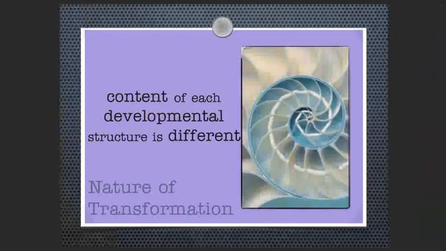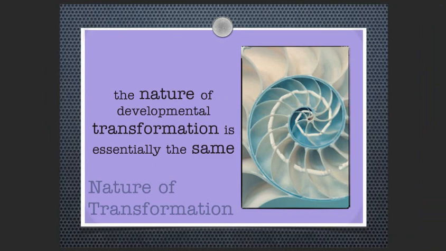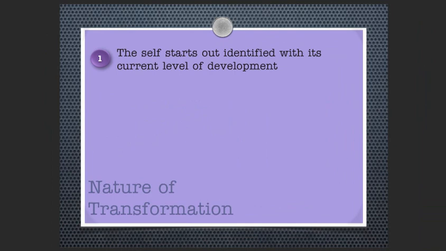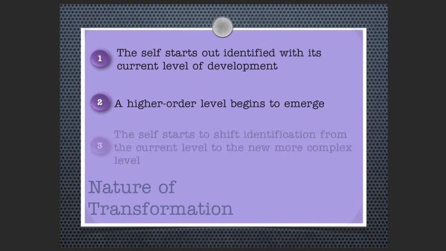We've seen that the content of each developmental structure is different, meaning, for example, that amber is quite different than green in all lines. But the nature of developmental transformation between all levels is essentially the same. At each point in development, we find this general sequence. 1. The self starts out identified with its current level of development. 2. A higher order level begins to emerge. 3.